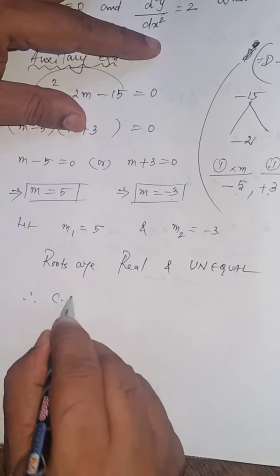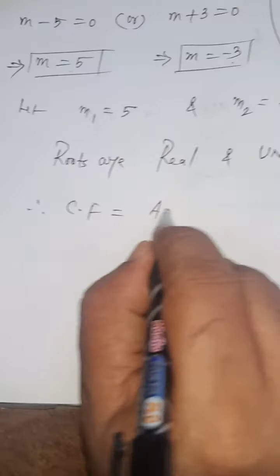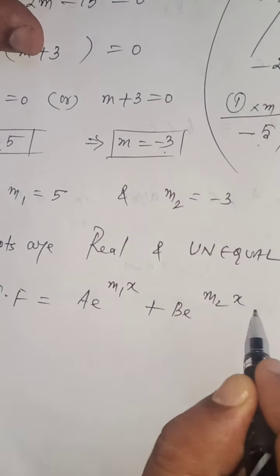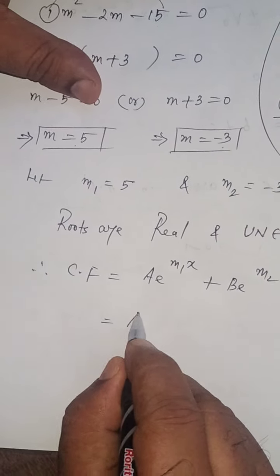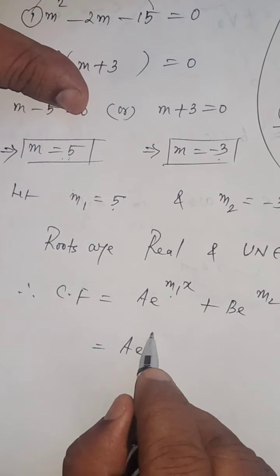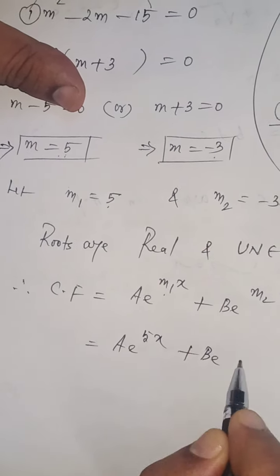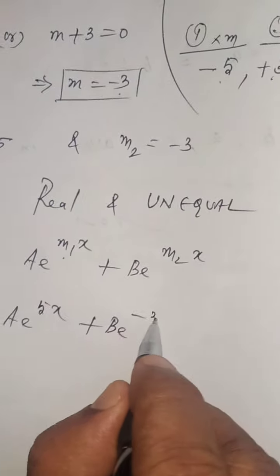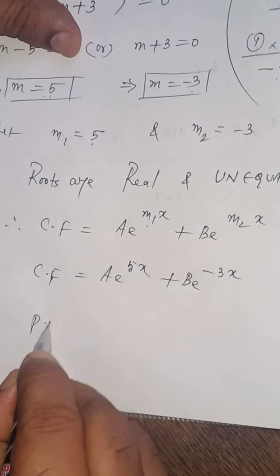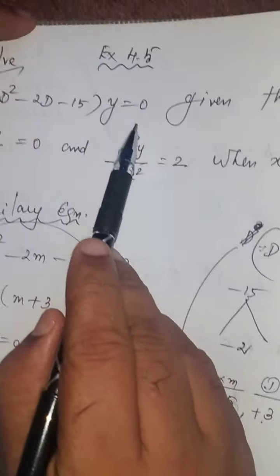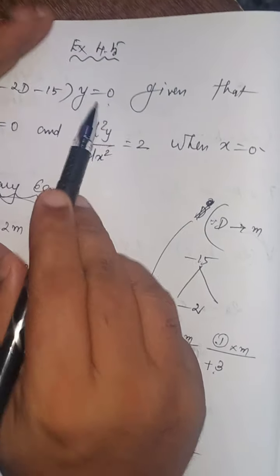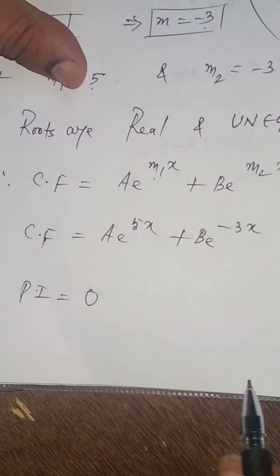Therefore, the complementary function equals a into e power m1x plus b into e power m2x. That is equal to a into e power 5x plus b into e power minus 3x. That is the complementary function. And the particular integral: look at the right hand side of the given equation, it is 0. If the right hand side of the given equation is 0, you can straight away write PI equals 0.